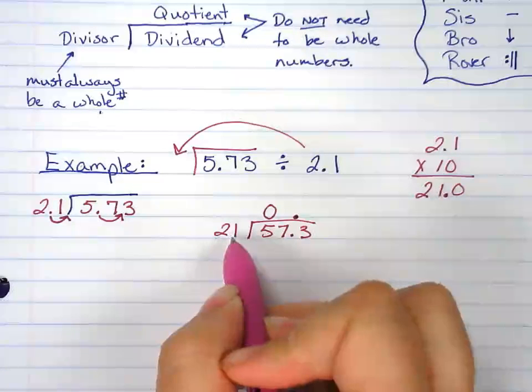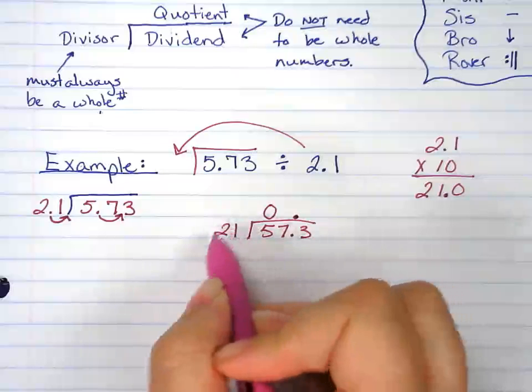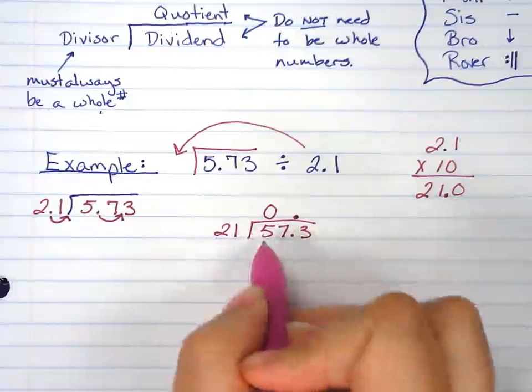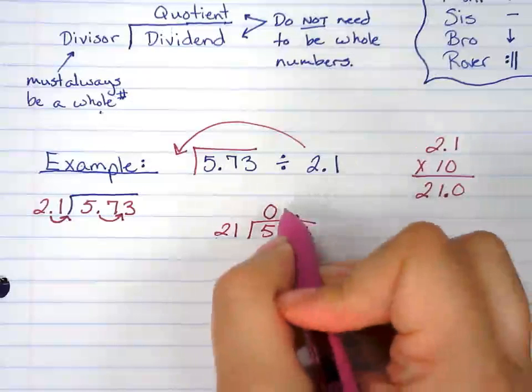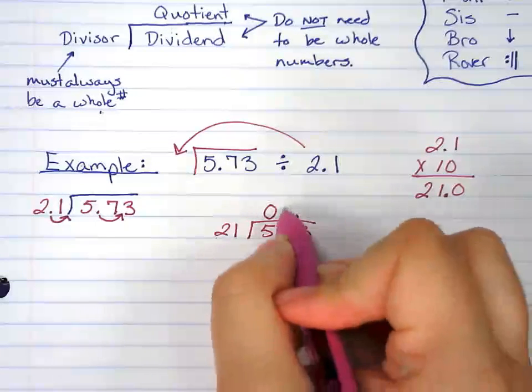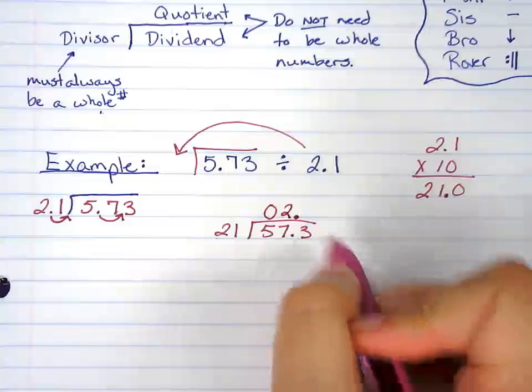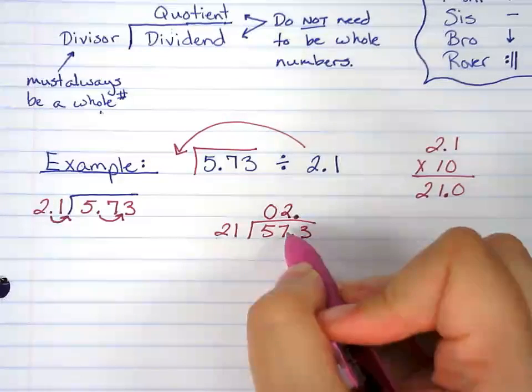Well, once is going to be 21. 2 times will be 42. That's pretty close to 57. I'm not going to be able to fit another one. So we're going to say 21 fits into 57 2 times. Notice I'm lining everything up.